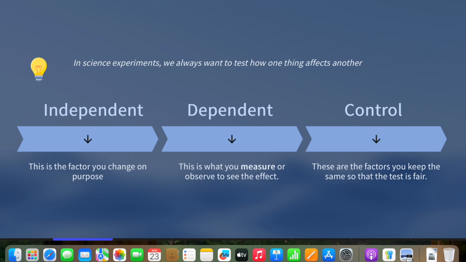Finally, the control variables. These are all the other factors you keep the same. That way, the test stays fair and only your independent variable, what you change, is affecting the outcome, your dependent variable. So you remember, you change one thing, you measure one thing, and you keep everything else the same. That's how you set up a fair test with variables in your experiment.